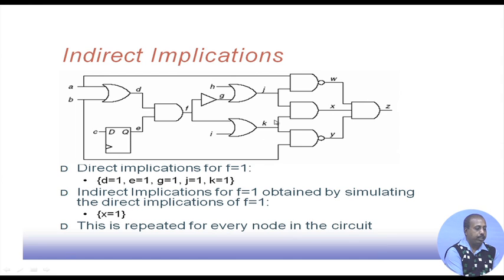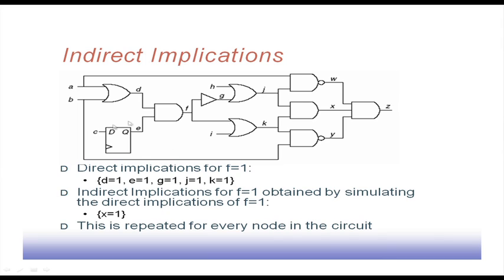So, x equal to 1 is the indirect implication, which is obtained when we simulate this direct implication, because j and k both are equal to 1, so x will be equal to 1. This is an indirect implication of f equal to 1. Indirect implication computation is slightly more complex, because now we have to take all the direct implications and advance them one step further. So, that is the direct implication and indirect implication.